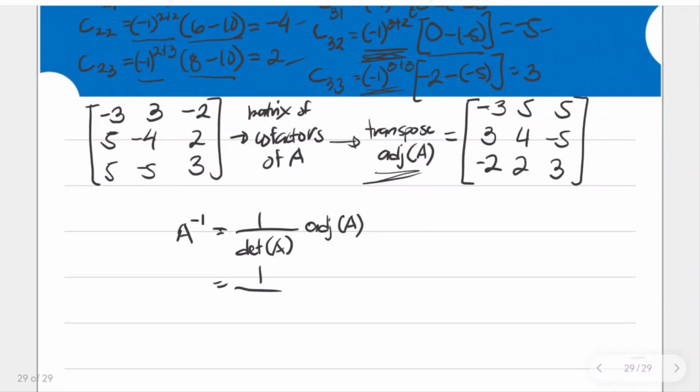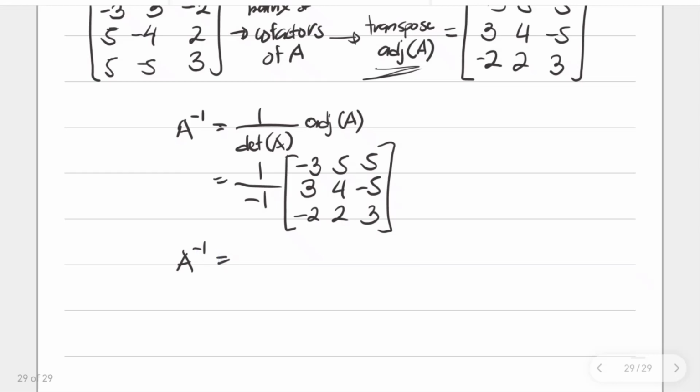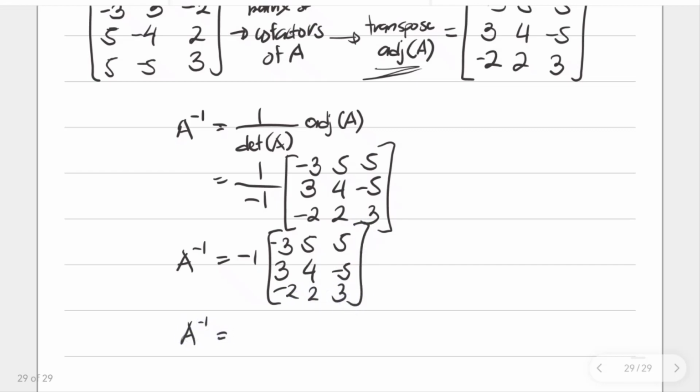So you will have negative 1 times your adjoint, negative 3, 5, 5, 2, negative 4, negative 5, negative 2, 2, and 3. So for this, your inverse using the adjoint of matrix A is the product of negative 1 times all of these same entries here. So again, the result shall be positive 3. You will have negative 5, negative 5, negative 3. You will have positive 4.